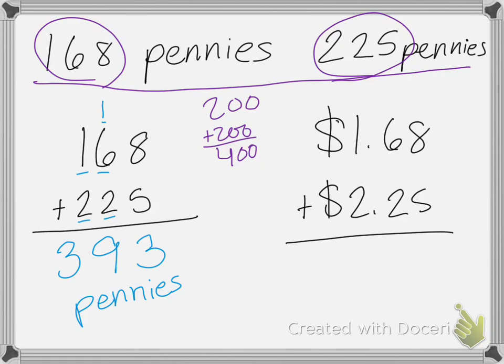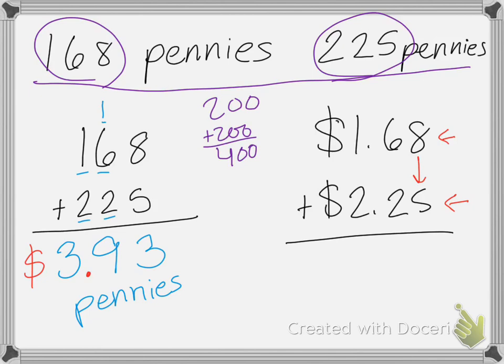Now, if I wanted to write how much money 393 pennies is, I could add a decimal and a dollar sign. Okay, so 393 pennies is the same as $3.93. If I wanted to add up the money using dollar signs, it would look like this. 168 pennies is the same as $1.68, and 225 pennies is the same as $2.25.